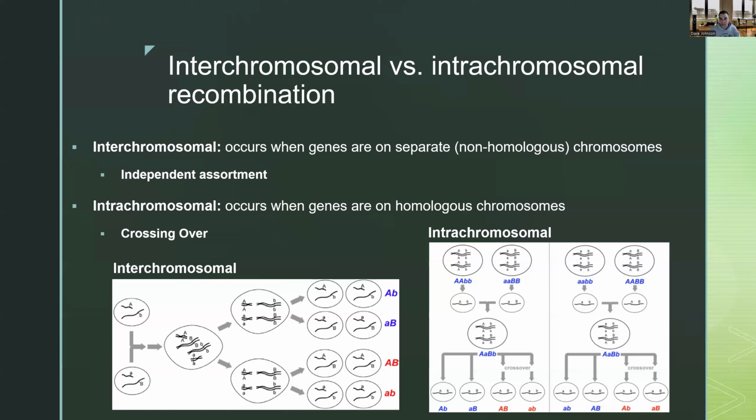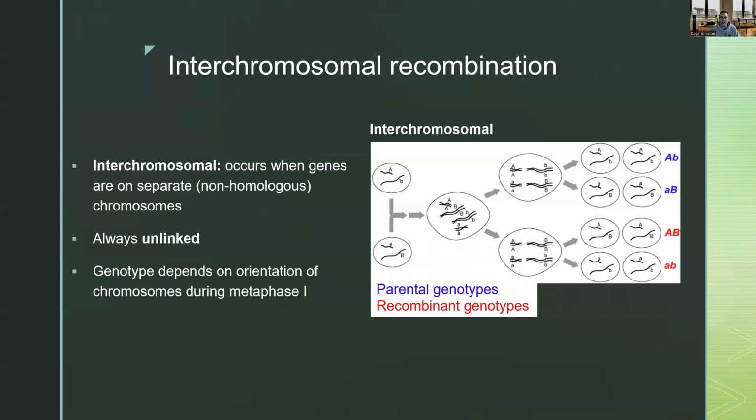That's how we're going to follow this linkage process, because what we're going to learn is that genes that are linked often cross over together, and that's why they end up getting inherited as a single inheritance unit. While we'll spend most of our time on intrachromosomal recombination, let's talk quickly about interchromosomal recombination so we can understand what we're talking about. First and foremost, it is the mixing of genes on separate non-homologous chromosomes, which means by definition they are always unlinked. You cannot be linked and be on different chromosomes. The genotype we get depends on the orientation of the chromosomes during metaphase 1.